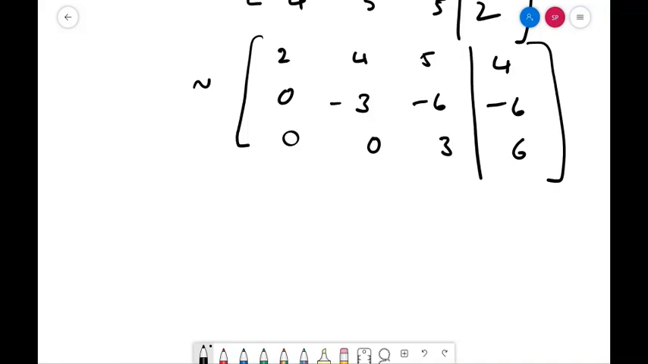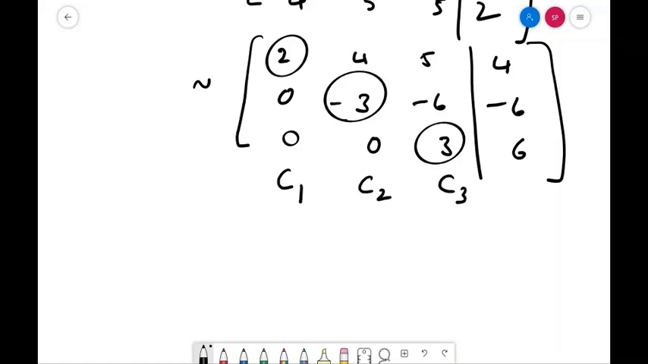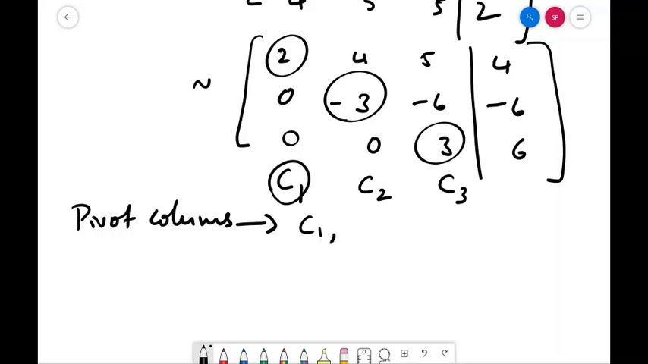Then let us see what the pivot positions are. There is a pivot position here, and a pivot position here, and also here. This is the first column C1, the second column, and the third column. Let me see what the pivot columns are. C1 has a pivot position, so C1 is a pivot column. C2 has a pivot position, so C2 is a pivot column. C3 has a pivot position, so C3 is also a pivot column. Then what are the basic variables in this?